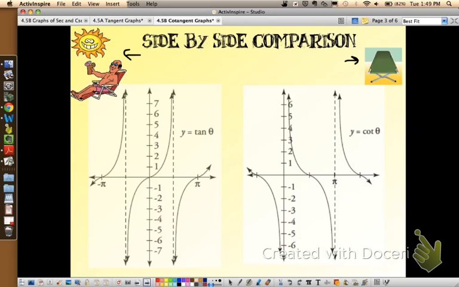But at any rate, so we see these two curves side by side. They still have the same period of pi units, and again, it's just the difference is the direction in which the graphs are going and the placement of those asymptotes.